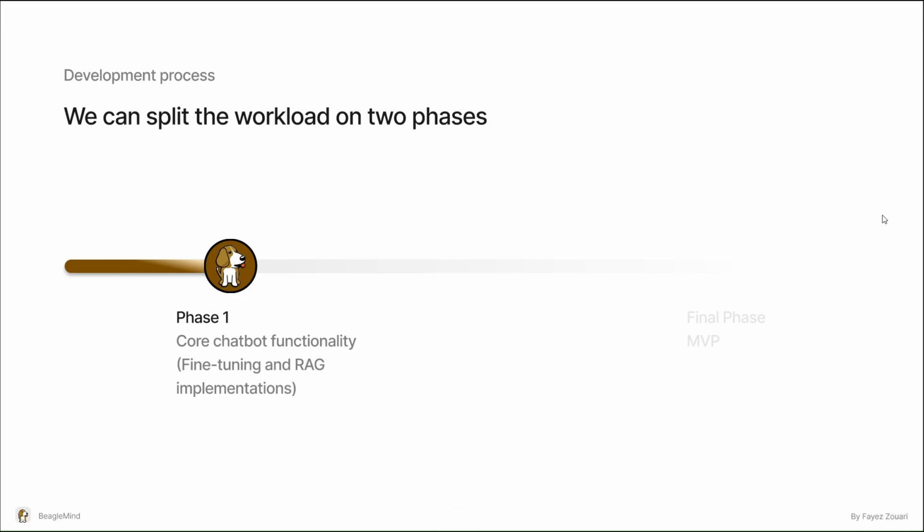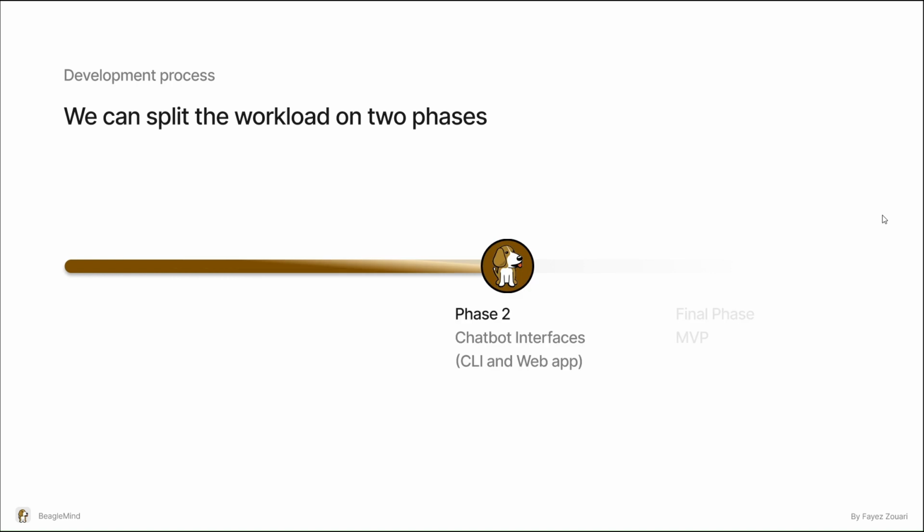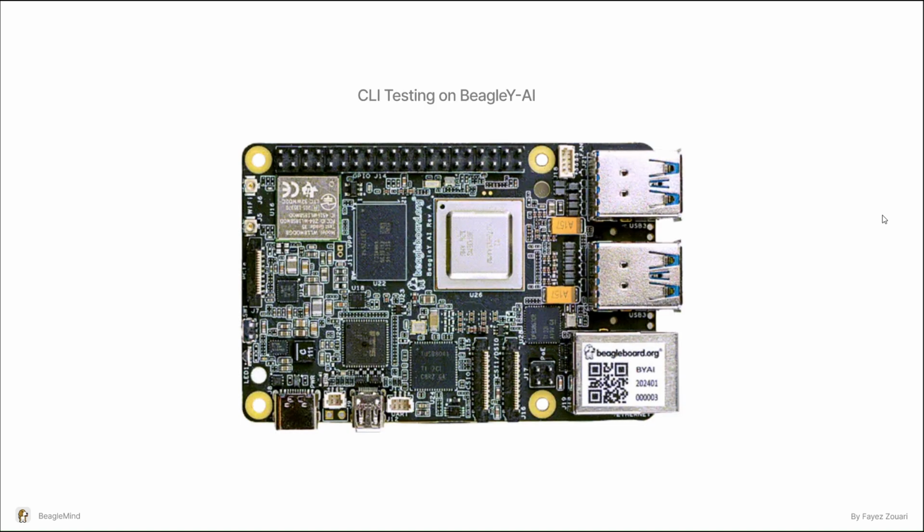And now let's talk about the development process, split into 2 main phases. Phase 1, the core functionality, where we'll be fine-tuning the RAG and deploying it. And phase 2 will feature the development of the user interfaces, where the CLI will be tested and maintained directly on BeagleY-AI hardware.